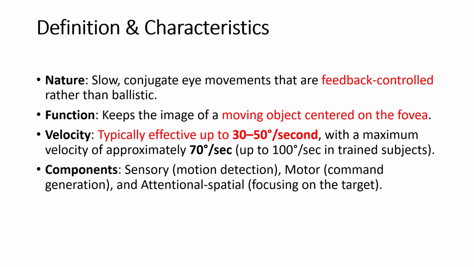The nature: it's a slow conjugate eye movement that is feedback controlled rather than ballistic. Function: keeps the image of a moving object centered on the fovea. Velocity: typically effective up to 30 to 50 degrees per second with a maximum velocity of approximately 70 degrees per second. Components: sensory, motion detection, motor, command generation, attentional, spatial focusing on the target.